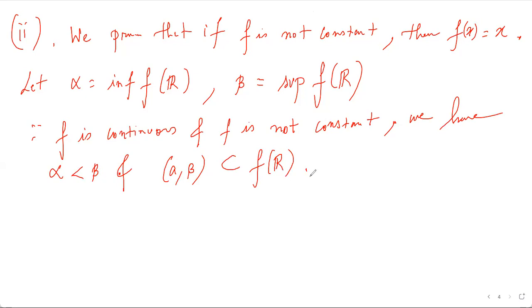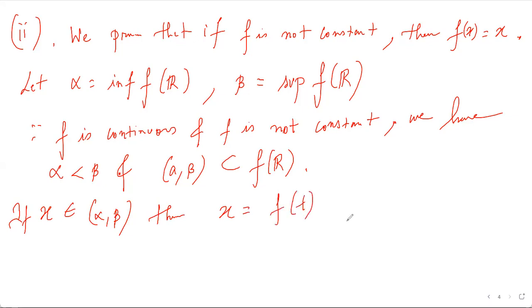So now it was said that our function is going from R to R, so the domain is the whole of R. So if we consider any arbitrary point x, if x belongs to the open interval alpha beta, then we can say that x is equal to f of t for some t, because this is nothing but the intermediate value property.